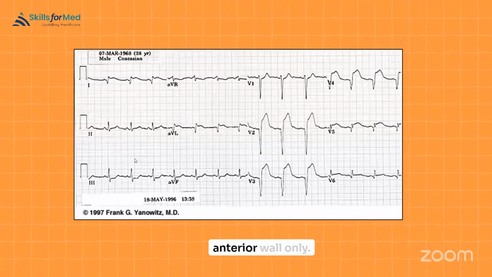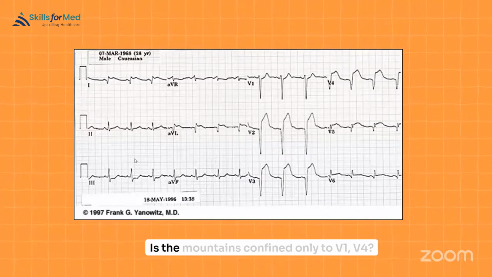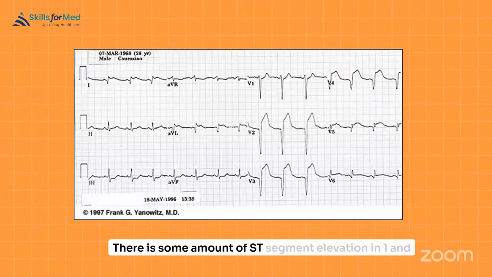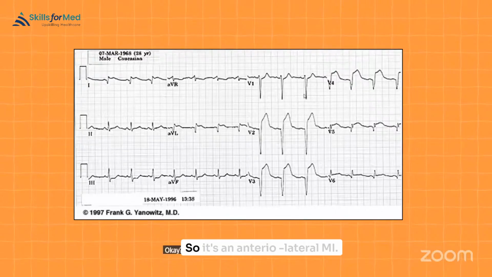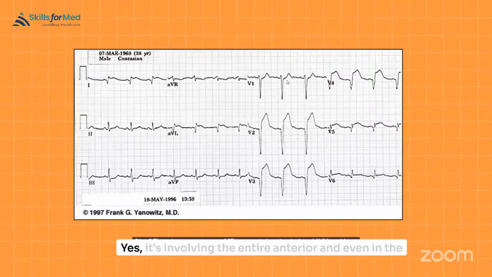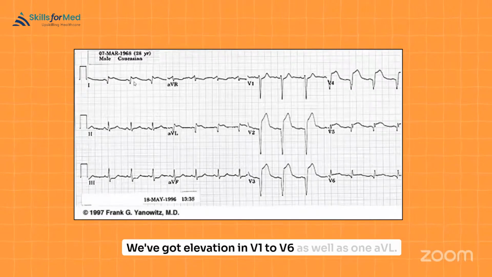Okay. Anterior wall only. Are the mountains confined only to V1? There is some amount of ST segment elevation in 1 and AVL. So it's an anterolateral MI. Yes, it's involving the entire anterior wall and even the lateral wall. We've got elevation in V1 to V6 as well as 1 and AVL.